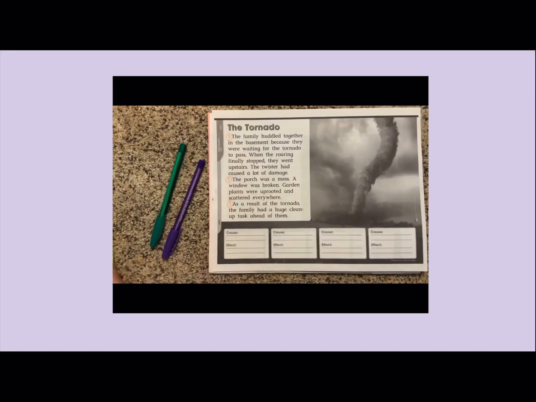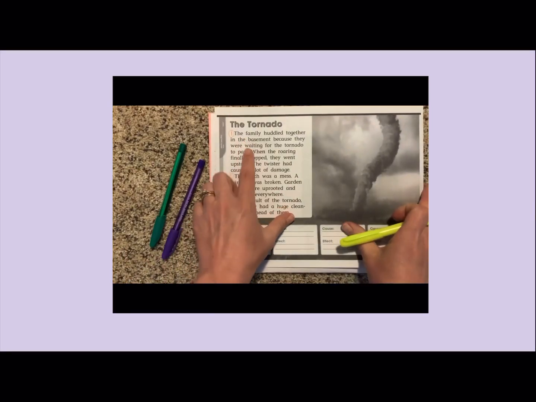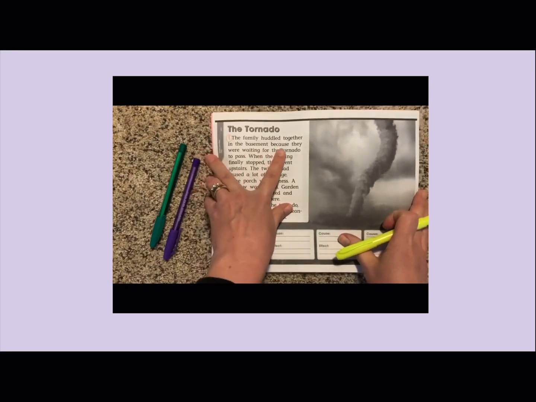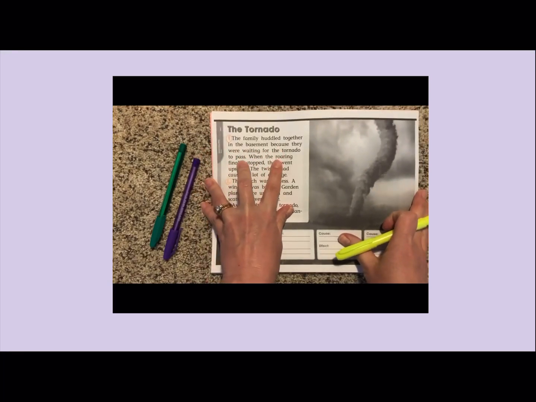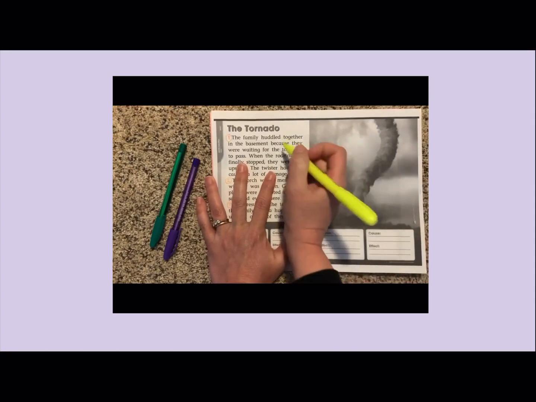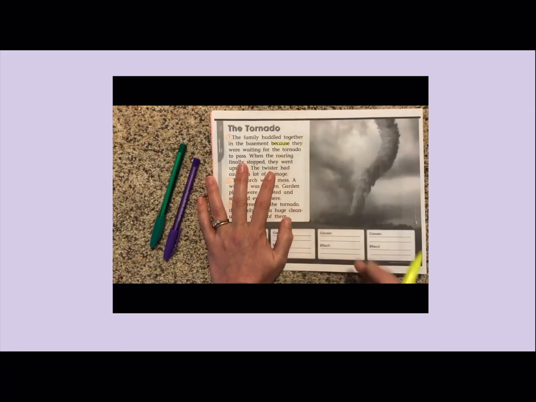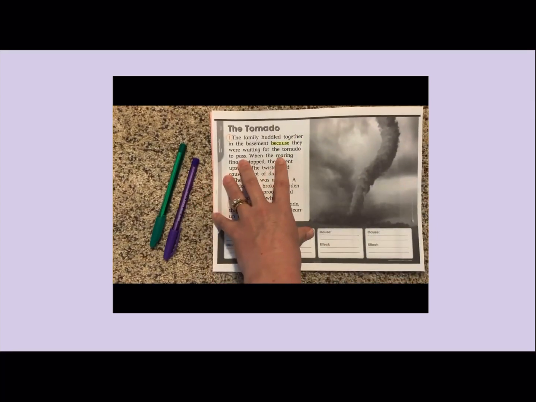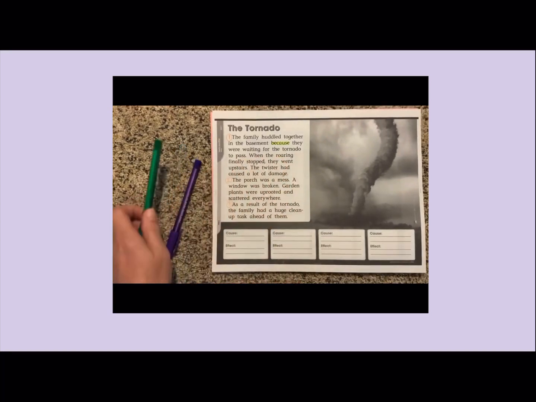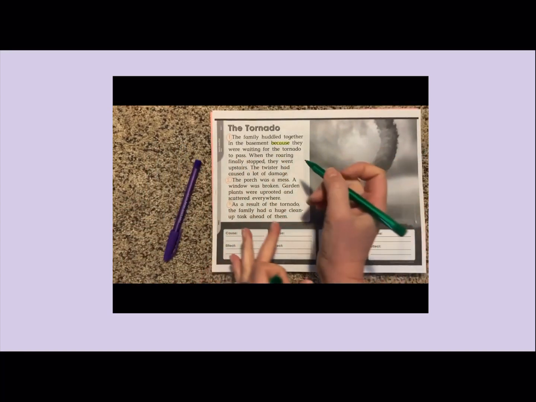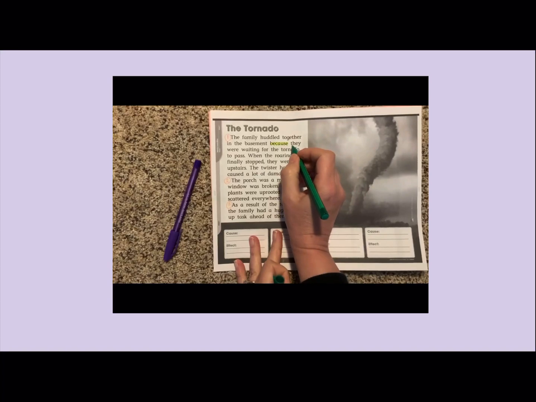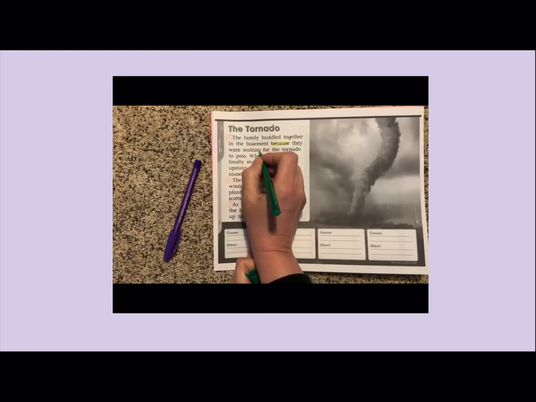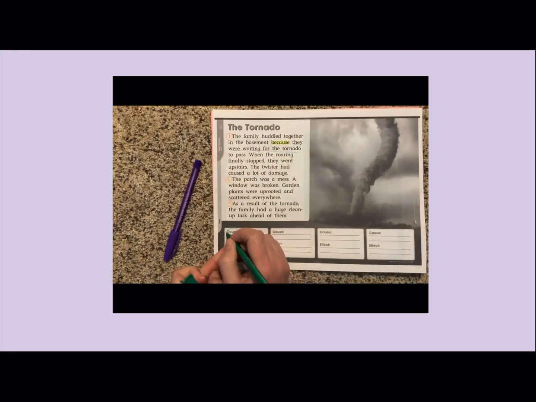Okay. So let's look at this together. Paragraph 1, the family huddled together in the basement because they were waiting for the tornado to pass. I see a signal word, because. So the cause is they were waiting for the tornado to pass. So I'm going to mark that down. I'm going to underline it. They were waiting for the tornado to pass, and that is the cause.